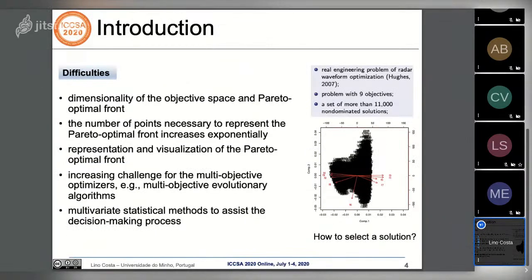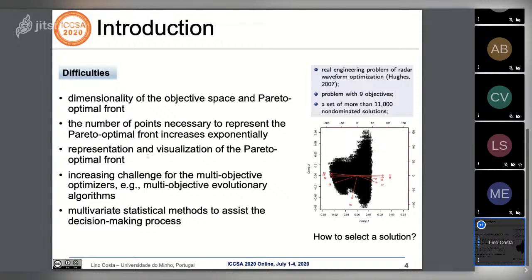Just as an example, I am presenting here a biplot for a radar waveform optimization problem with 9 objectives. As you can see, the number of solutions is very large. So the decision process is very difficult to perform, because the decision maker wants to identify the trade-offs and also some similarities between solutions. When the number of objectives and solutions is very large, it is almost impossible to identify these trade-offs.